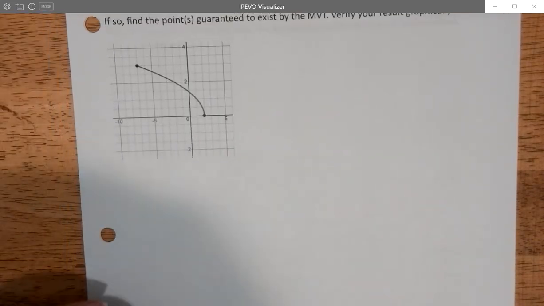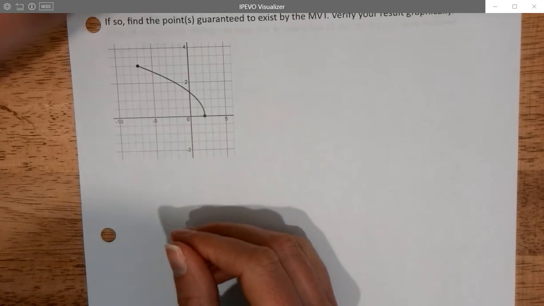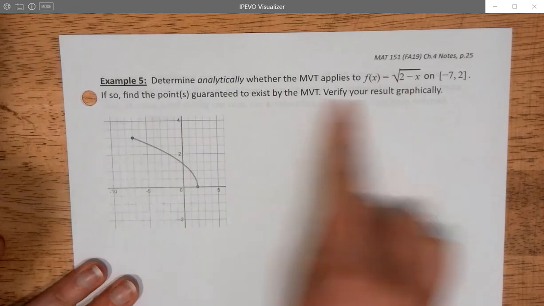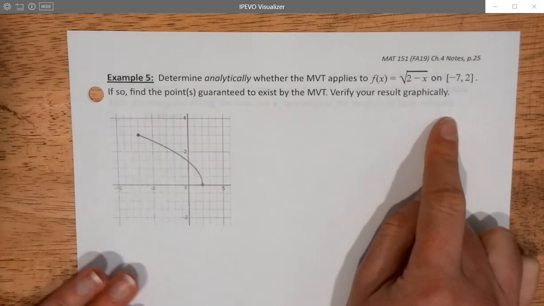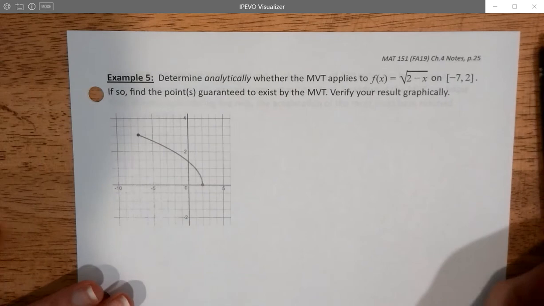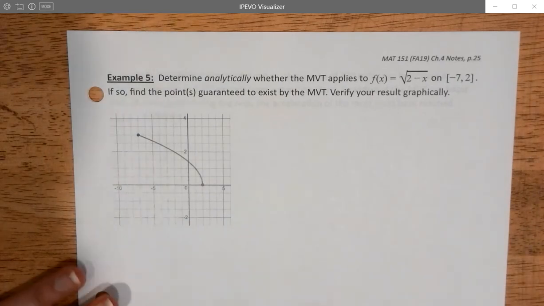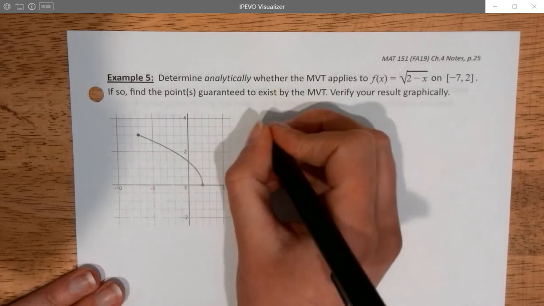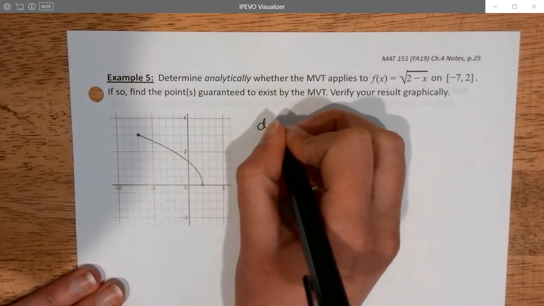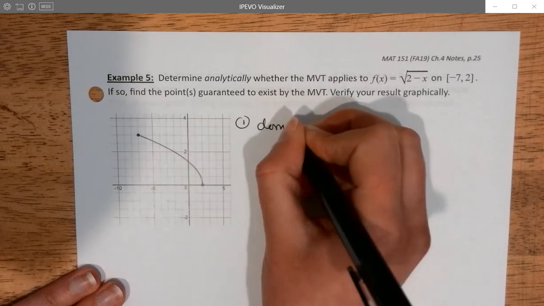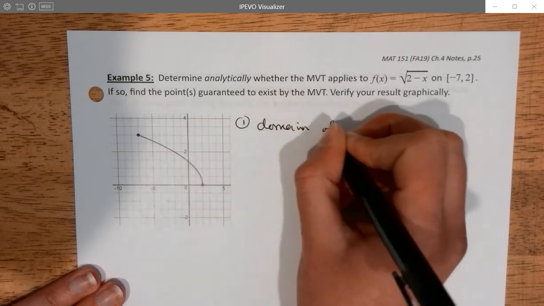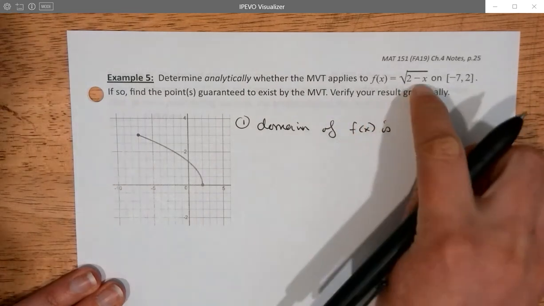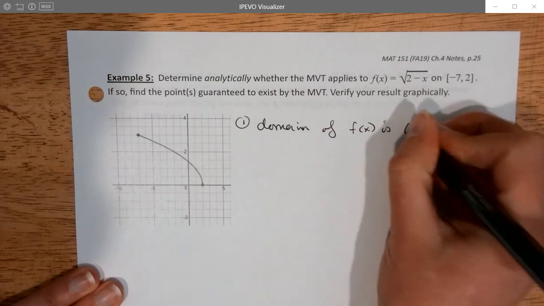In the next one, we're going to determine analytically whether the mean value theorem applies for this function, and if so, we'll find the points guaranteed to exist by it. Okay, so there are only two conditions I need to show for the mean value theorem. First is continuous, so we got to get the domain of f. You've got to be less than 2. So it's -infinity to 2.